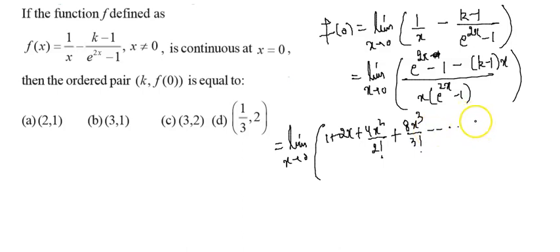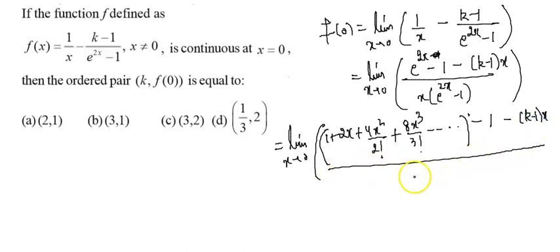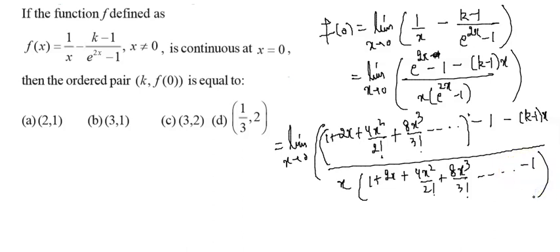Okay, minus 1 is there, minus this is the expansion, minus k minus 1x is there, divided by, again in the denominator, this is x into 1 plus 2x plus 4x square by 2 factorial plus 8x cube by 3 factorial and so on. Okay, minus 1 is there. So we can say this minus 1 will cancel out with this.